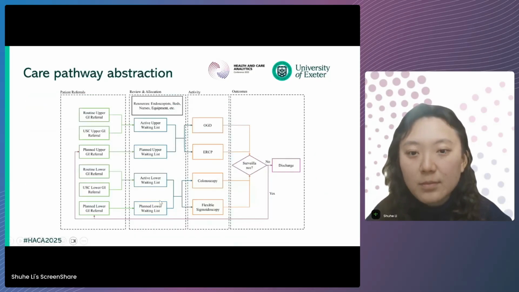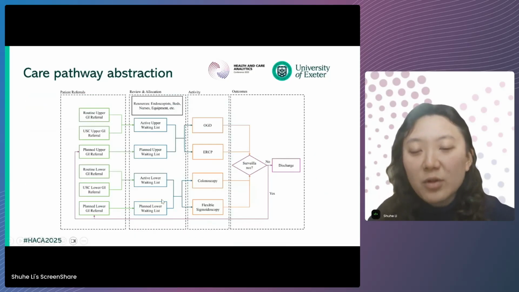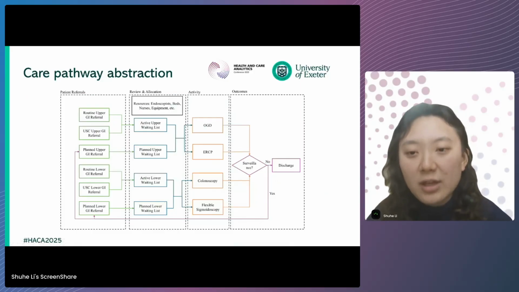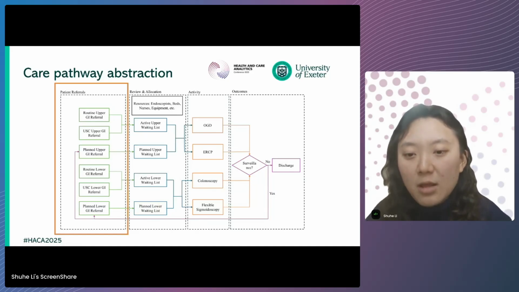resolutions. For the first step of modeling, I abstracted the actual care pathway from intensive meetings with our clinical team. This is a diagram showing the workflow. Both upper and lower endoscopic investigations are requested by GPs, with three main pathways: the routine 6-week referral pathway, the 2-week pathway for urgent suspected cancer patients, USC patients, and the planned referral pathway for those who require ongoing surveillance.